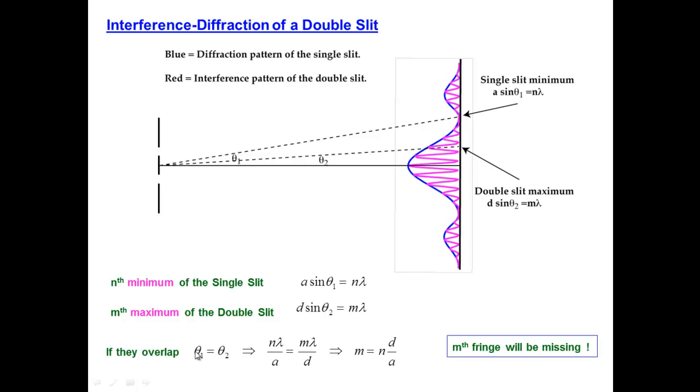And we can easily find a relationship for that if we solve those two equations for the sine of the angle and then set the angles equal. We'll see that n lambda over a is equal to m lambda over d, and if we solve for m, we'll see that the fringe with index m will be missing. So taking d, dividing by a, and multiplying by the n value for the minimum in the single slit pattern, that will tell us which one of the double slit fringes will be missing.